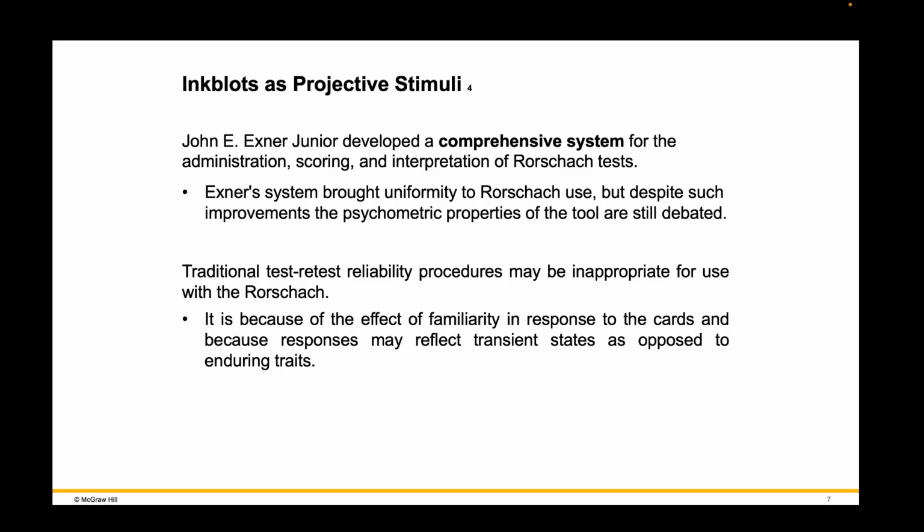So, bakit siya hindi po pwede? Dahil the effect of the familiarity in the response to the cards, and because the responses may also reflect transient states as opposed to enduring traits.